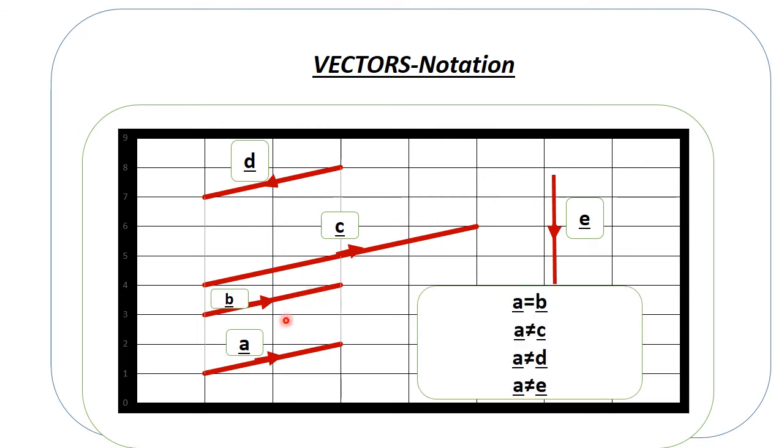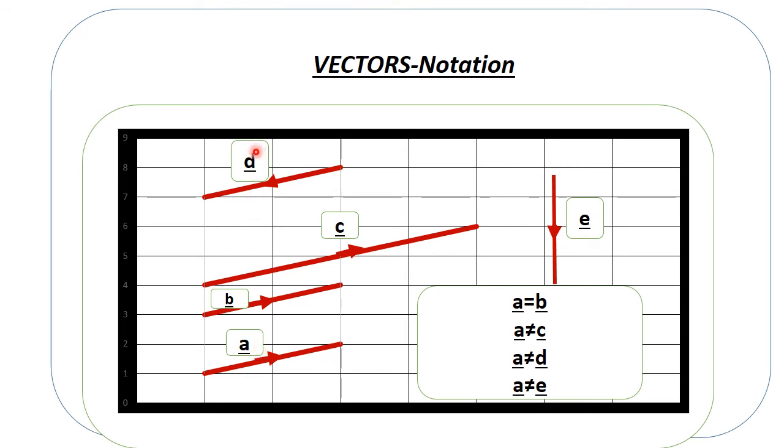With that being said, we can see that A and B are equal, because the value of A is 2x and 1y, and B is also 2x and 1y. They have the same magnitude and same direction, so these vectors are equal. But A and C are not equal because A is shorter than C, meaning that C has a bigger magnitude than A. Two vectors are equal only if their magnitudes are the same and their directions are the same.